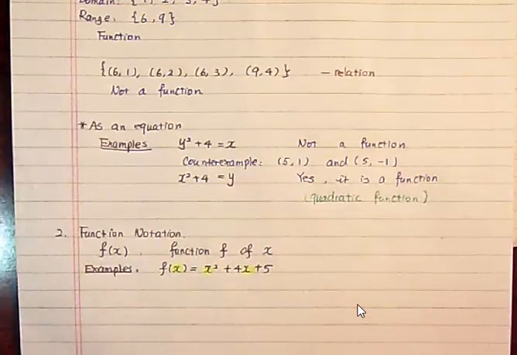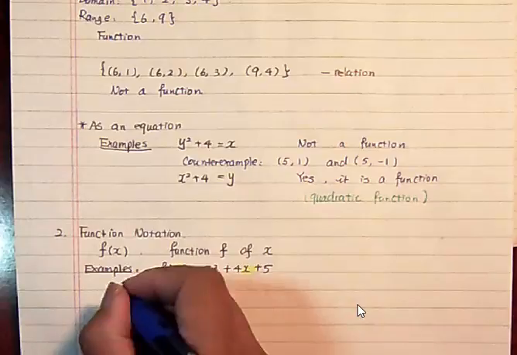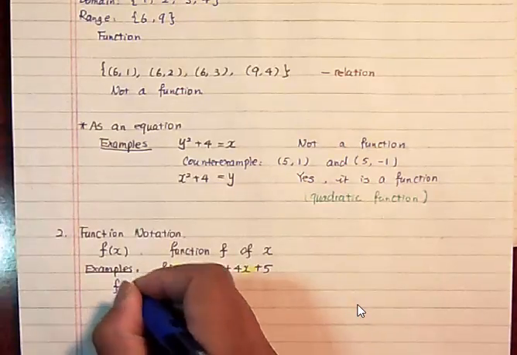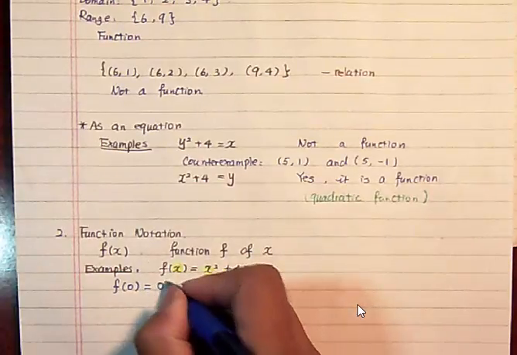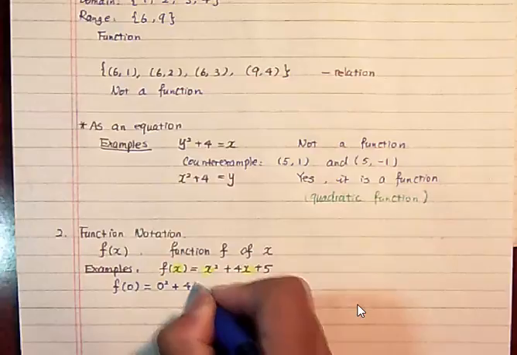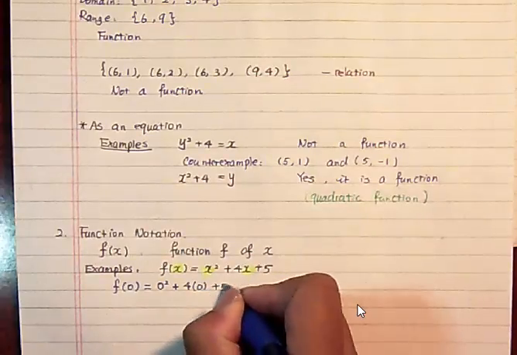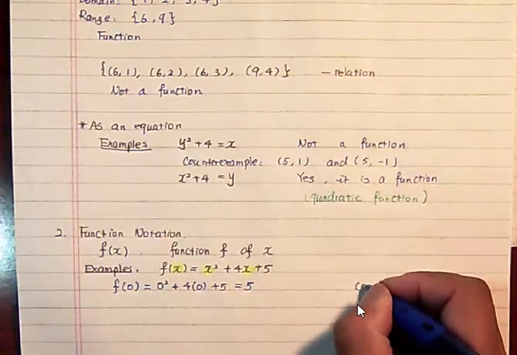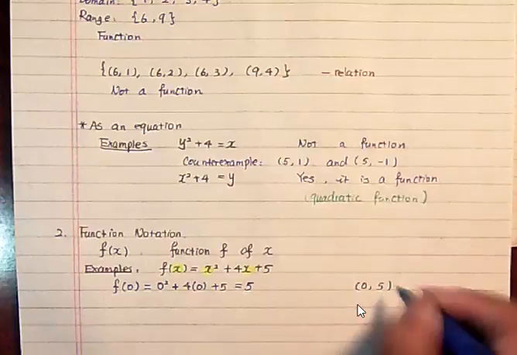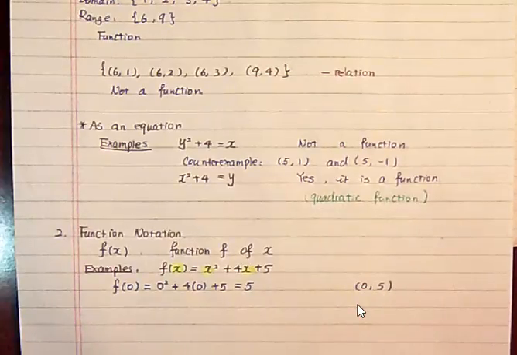Let's take a look at some values, and then we are going to evaluate f of 0. So in this case, what is my input? The input is 0. So that is 0 squared plus 4 times 0 plus 5, which is equal to 5. So the output is 5. In other words, for this function, if the input is 0, the output will be 5.